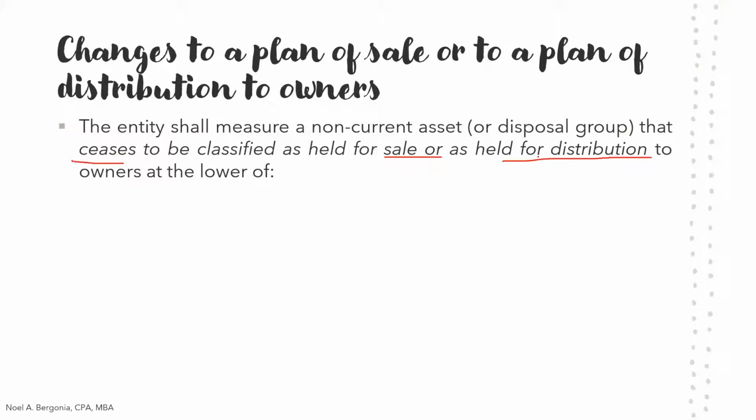So mangyari lang yan if we do not meet anymore the requirements under paragraph 7 and 8 kanina, or with regards to distribution. And then possible na rather than selling it or distributing it to owners, we just want to continue na lang na gamitin siya in the operations of the business. So that's a cause why we cease or stop the classification as held for sale. Okay, once we do not meet the requirements as stated in IFRS 5.